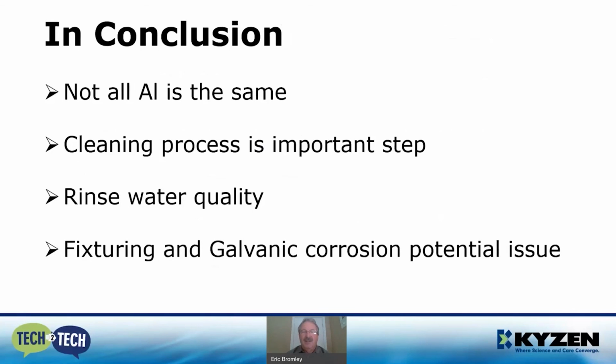We have a saying that you're only as clean as your final rinse, and this is really proof of that fact. If the rinse water becomes clouded or dirty, or you're not getting adequate impingement, then streaking and spots will result. And lastly, the fixturing and the galvanic corrosion potential could be an issue for you, but those are issues that are obviously easily fixed as well.